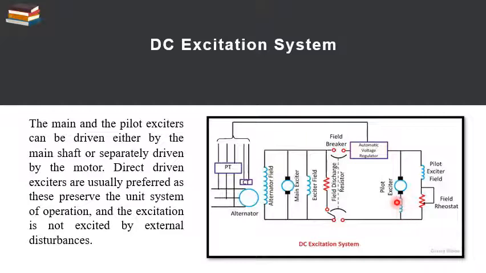This is the field winding of the pilot exciter, and this is called the variable rheostat. By using this we can control the current in the field circuit. So this is the basic circuit diagram for the DC excitation system.